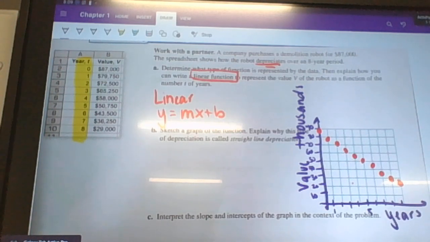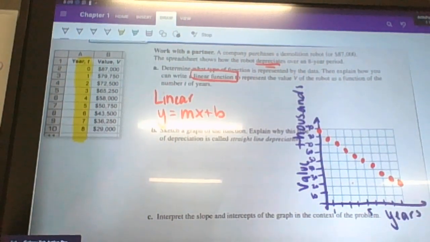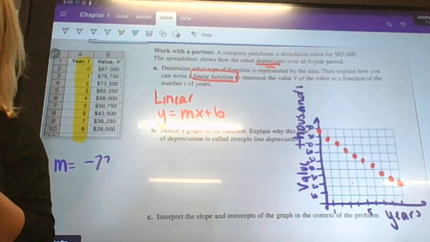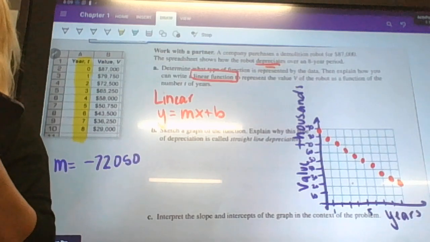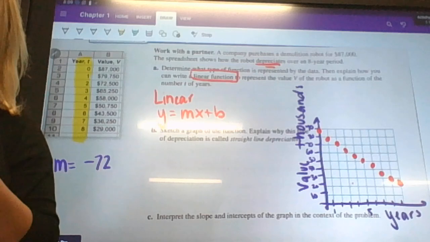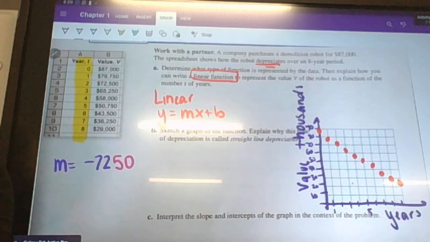Who found the slope? Anybody? Did you find slope? What'd you get? 7,250. Okay. Like that? No, without the 0. Good. Is this what you got, Anthony?